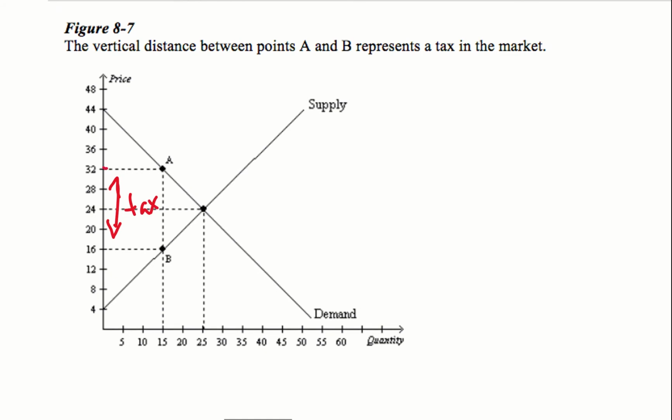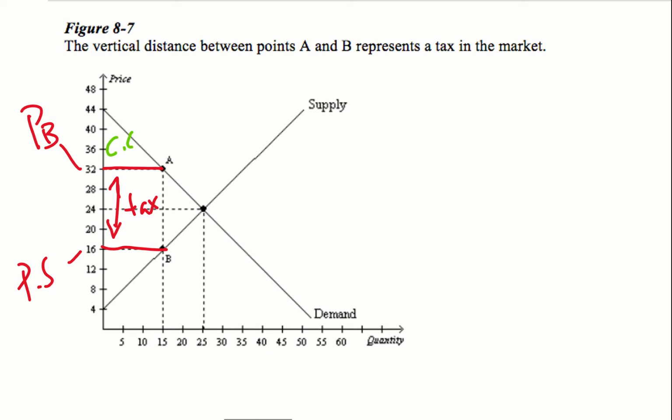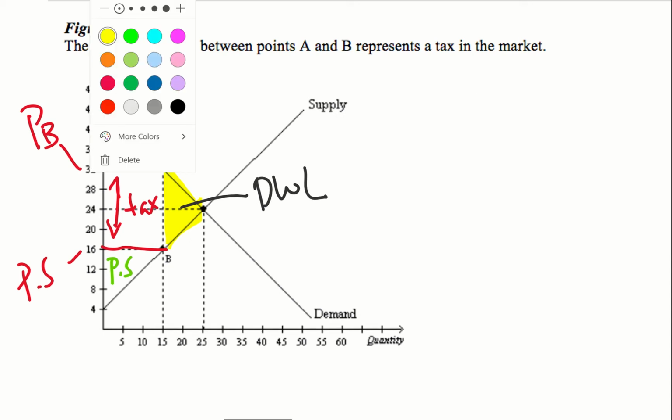Tax, and right here, if you remember from chapter 6, it's $32, that is the price for the buyer. It's $16, that's the price for the seller. And then if you remember what you learned from chapter 8, the triangle on top is your consumer surplus. The triangle below is your producer surplus. And this little triangle here, that is our deadweight loss.